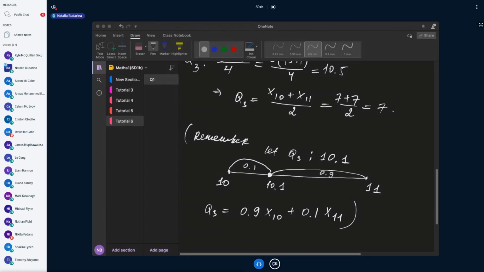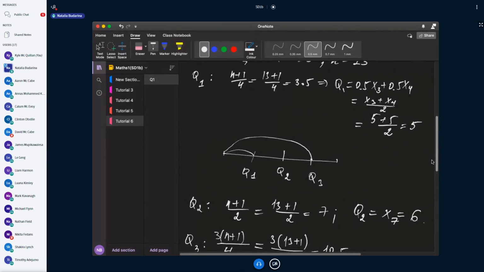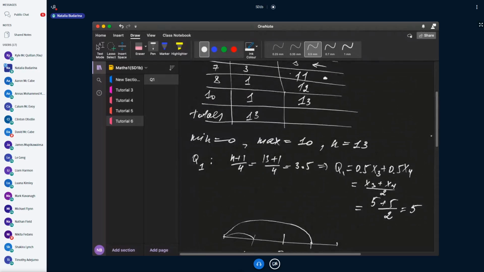Now we move on to the second part of this. So this was only the start. We find this five number summary. So this is the first thing we can say.